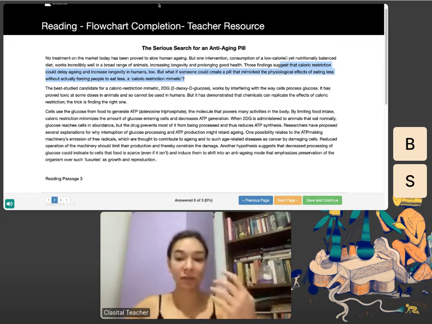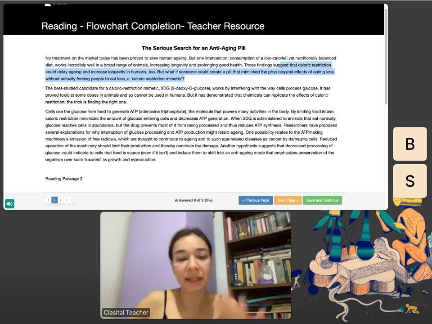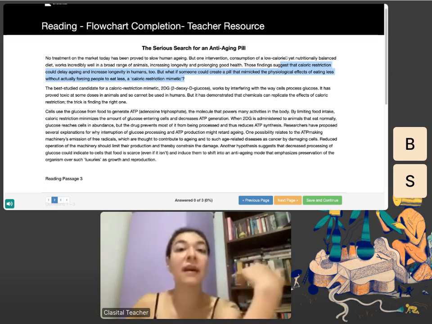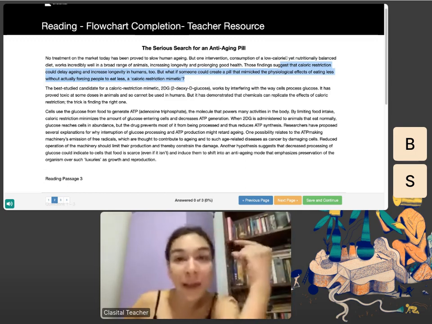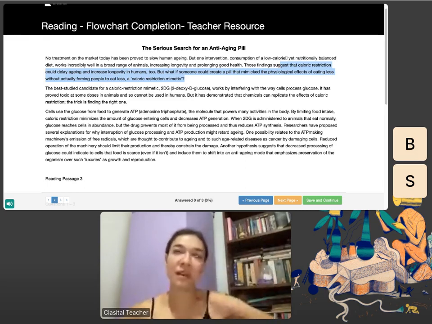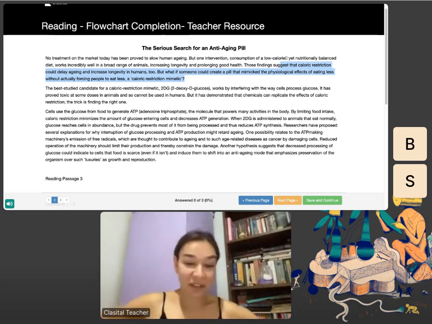So, I am looking for the keywords too. It said how a caloric restriction mimetic works, less something is processed. And I will be looking for synonyms of these words. Less, maybe it can be like small amount. Process can be something different. I will look for it in the passage.